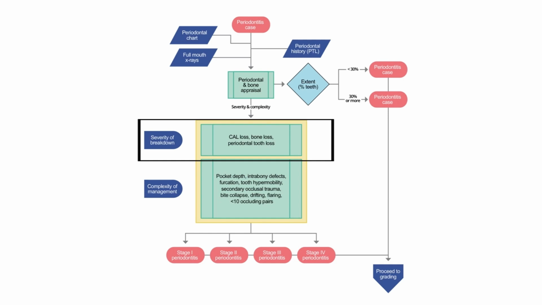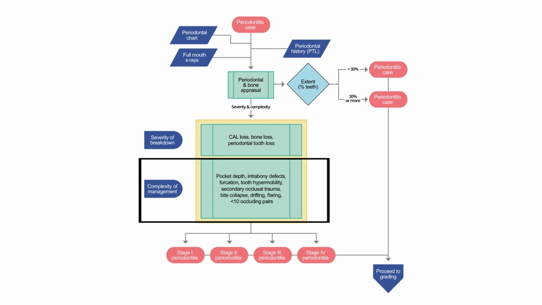Then we define the stage of the disease by assessing the severity. So we use information such as the clinical attachment loss, the bone loss, and history of periodontal tooth loss. And we also get the complexity, and this is complexity of management, by assessing the probing pocket depth. We know the deeper the pockets, the more complex the management. Furcation also makes it that much more difficult to manage. And presence of intrabony lesions. Also tooth hypermobility, secondary occlusal trauma, bite collapse, drifting, or having fewer than 10 opposing teeth. All these are complexity factors that we should consider.